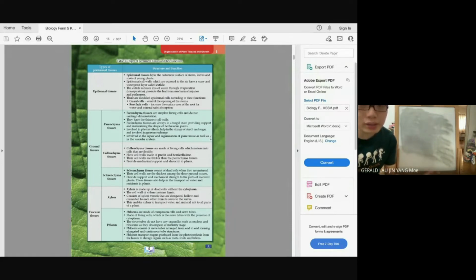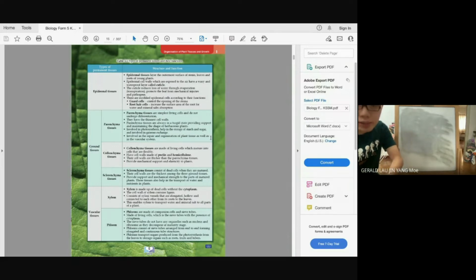Sclerenchyma is the final stage, that means it consists of dead cells already, okay? And they are matured already, okay? So it's very thick, provides support, mechanical strength, and also helps in transport of water and nutrients, okay? And then the final one is vascular tissue. Vascular tissue is the main thing in the plant system, that means there will always be 2, xylem and phloem. Okay, so later on in the upcoming chapters, we will also look at it.